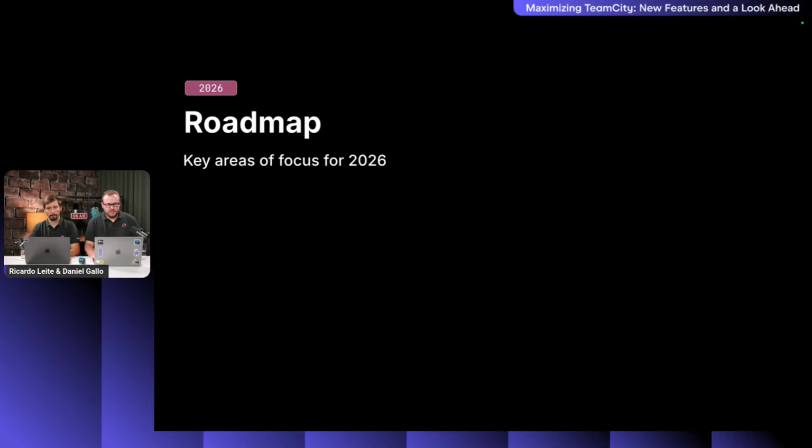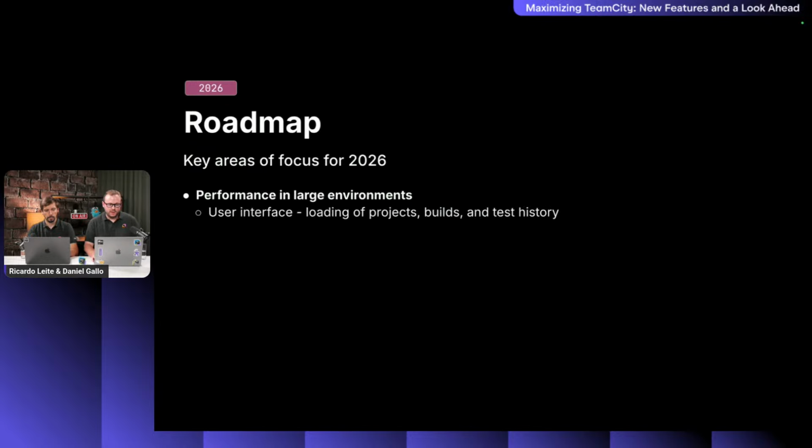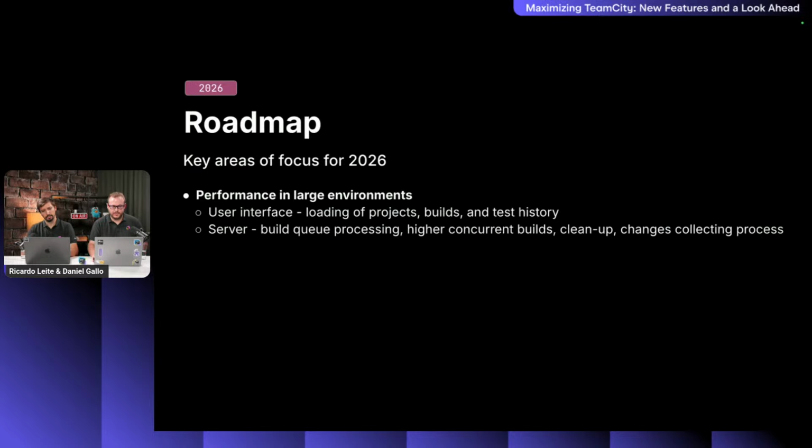And we have a number of key areas of focus for 2026. We have a number of customers who maintain large environments for TeamCity, where they are maintaining thousands or tens of thousands of projects, and they're also running thousands of builds in parallel. There are a number of areas we want to address next year, including not only the UI, but also the server. On the UI, we are focusing on the performance of loading projects within the projects, so the list of projects, but also the builds and the test history.